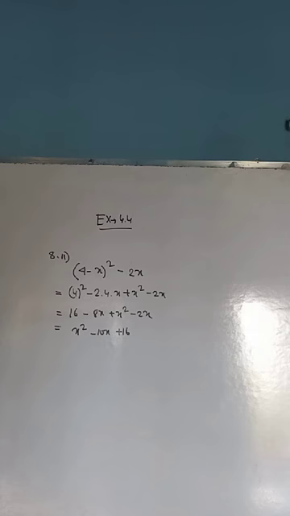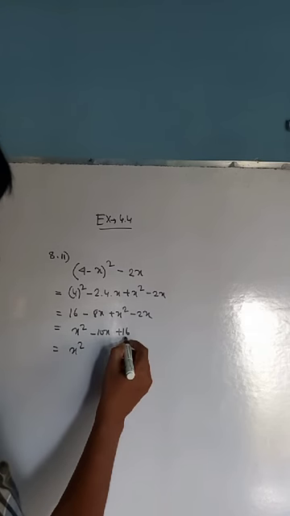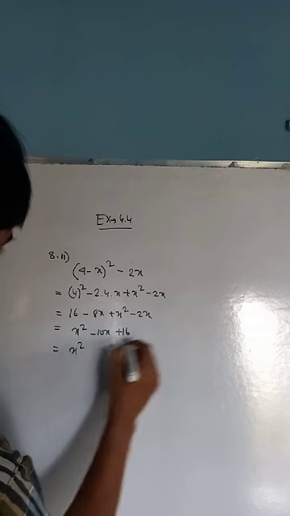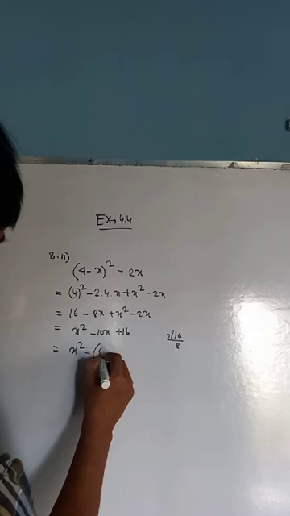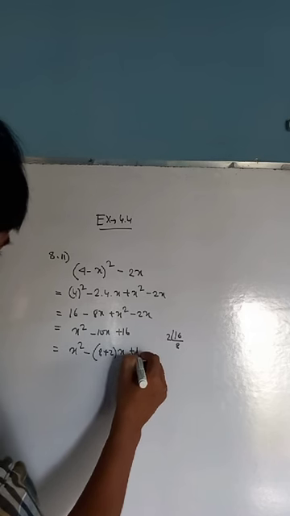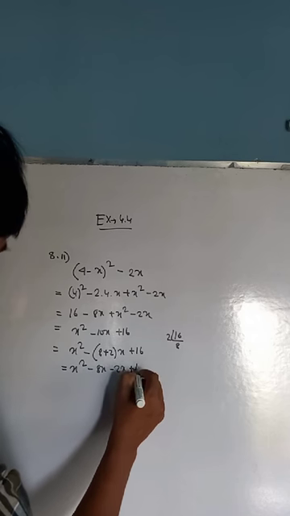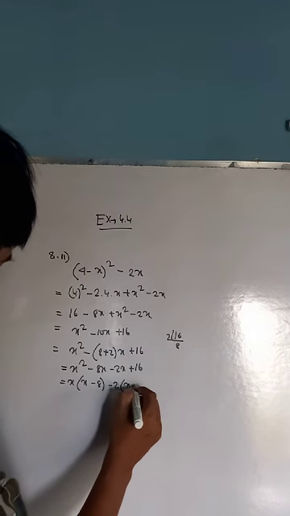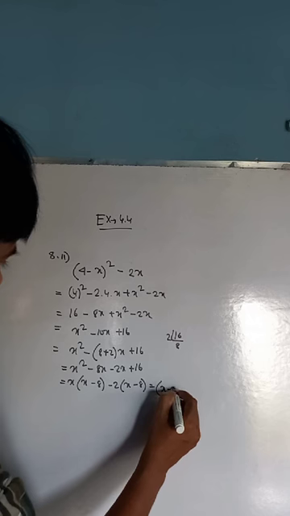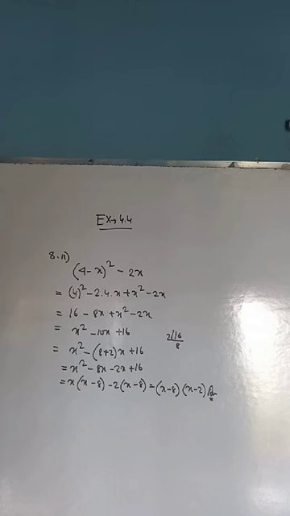Am I clear? Now you can get the middle term factor and you can get the answer. How? x square and 16: 16 is 8 times 2, and 8 plus 2 is 10. So x minus 8 and x minus 2 will be the answer.